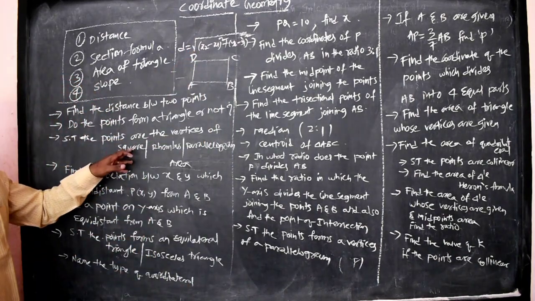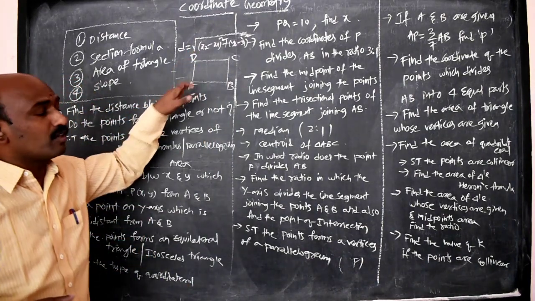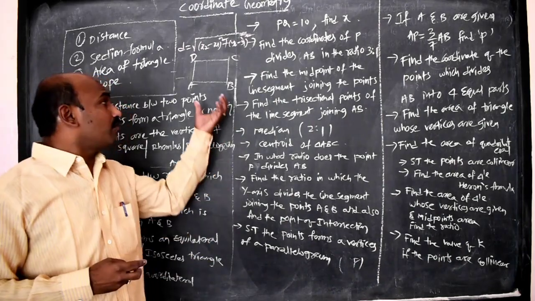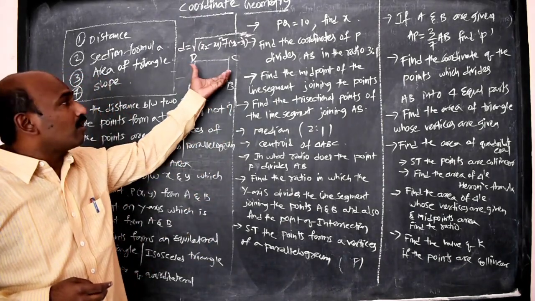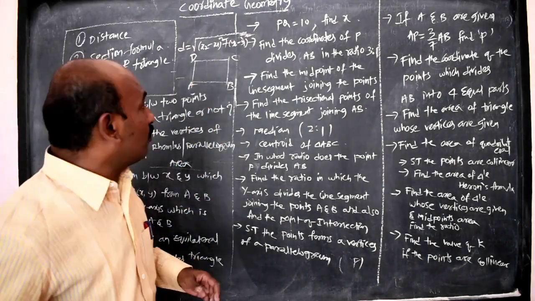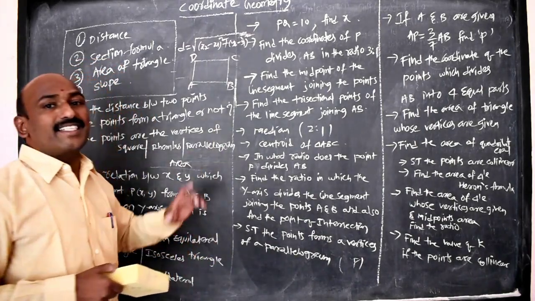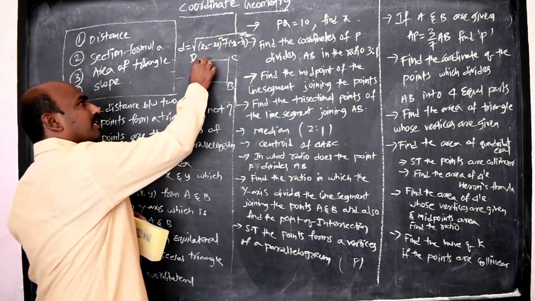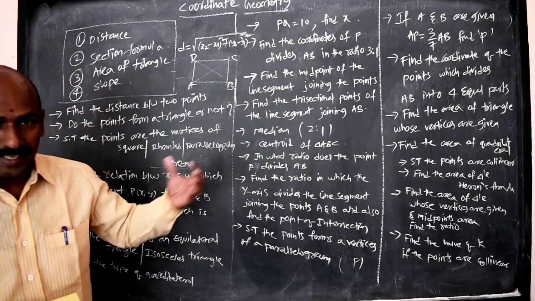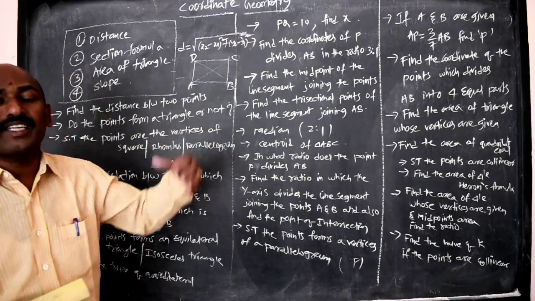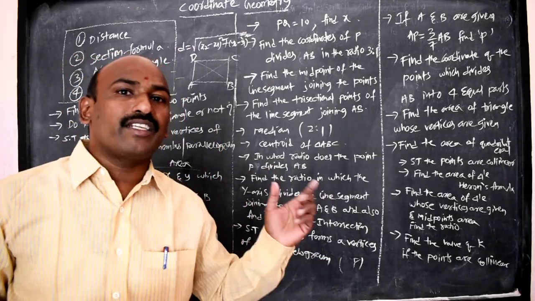If he asks you to show that they are the vertices of a square, it means we need to use the distance formula, find out all the distances. If AB equals BC, all the sides are equal and the diagonals are also equal, we can say that it forms a square. We can conclude, and the area of the square is nothing but side into side. We can use that formula.